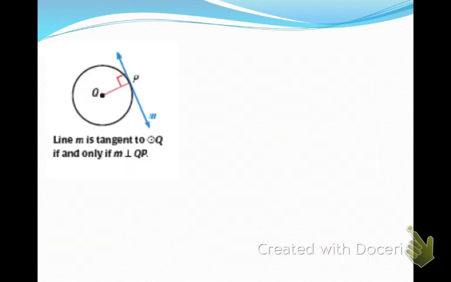Now, a line is tangent to a circle if and only if the line is perpendicular to a radius at the point of tangency. So in this diagram, line M is tangent to circle Q because it forms a right angle at P.